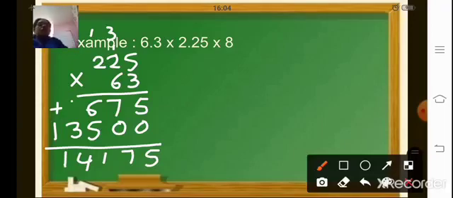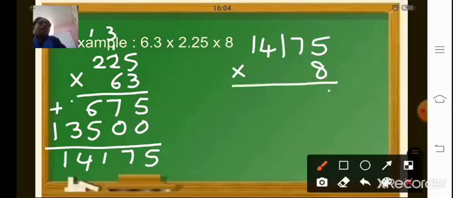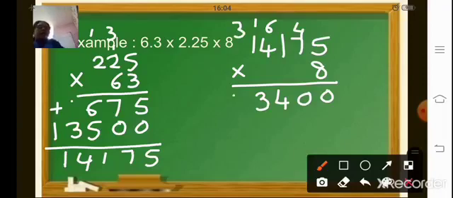So your answer is 14,175. Now to this product you will multiply the number 8 and then we will place the decimal point. So 14,175 multiplied by 8. 5 8s are 40, 56 plus 4 is 60, 8 1s are 8 plus 6 is 14. Yes, 1 carry over here, 4 8s are 32 plus 1 is 33, 3 here, 8 1s are 8, and 9, 10, 11. Okay, now we will place the decimal point.